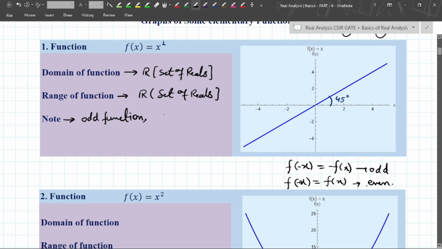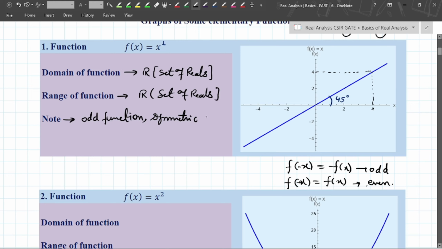Similarly, it is also a symmetric function. It means it will take 2 at 2 here. Similarly it will take 4 at 4 here, and the same thing with the opposite image here.